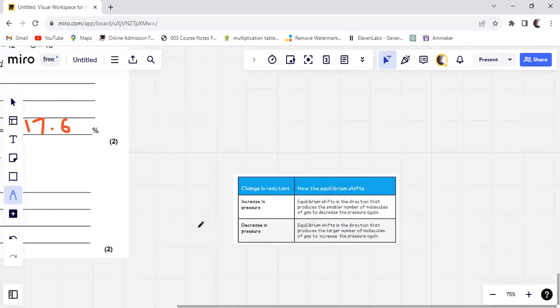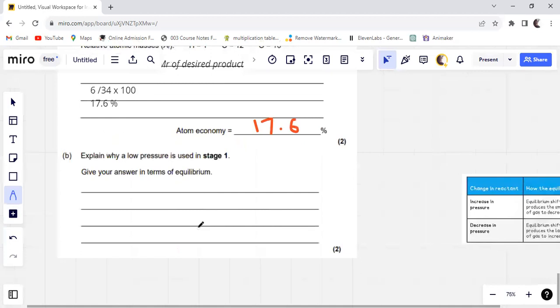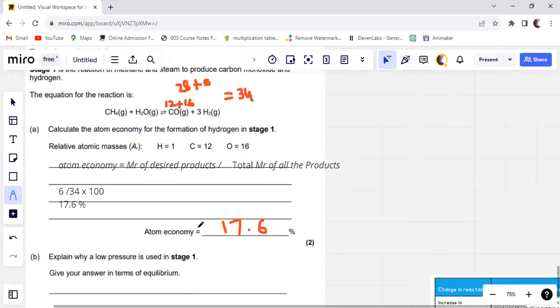So in this reaction, they have asked why a low pressure is used. On the left hand side of the equation, we have only two molecules, but on the right hand side we have 1 mole of carbon monoxide and 3 moles of hydrogen. So on the right hand side, we have more molecules of product.